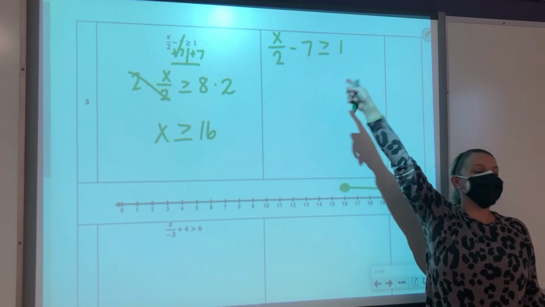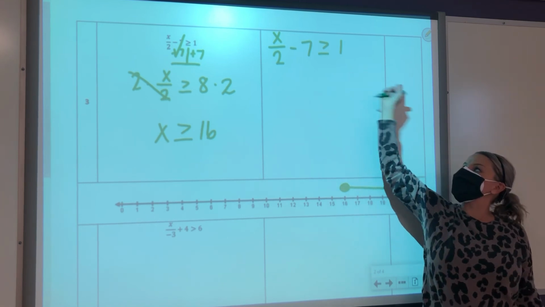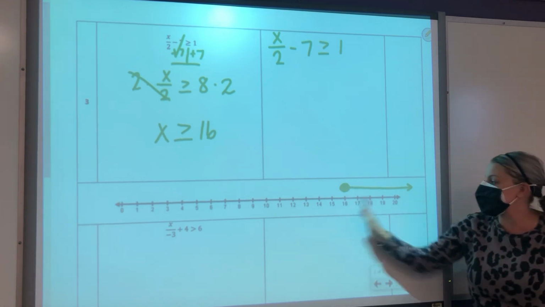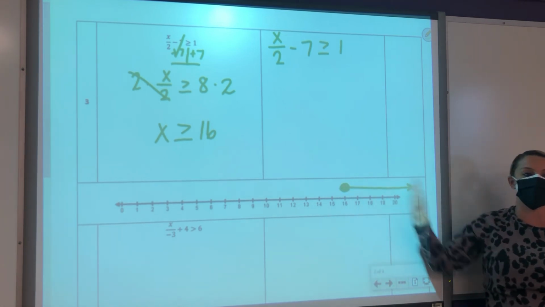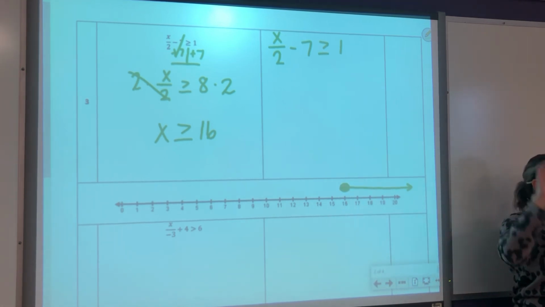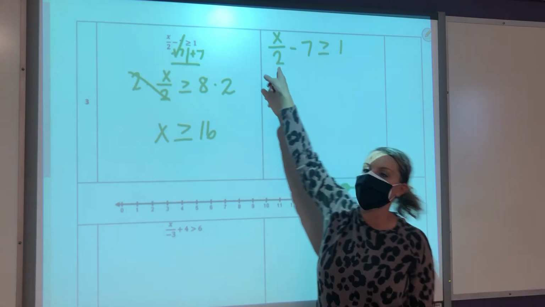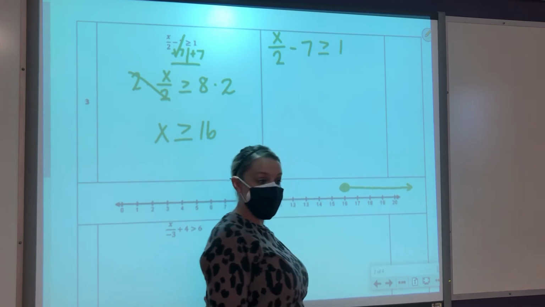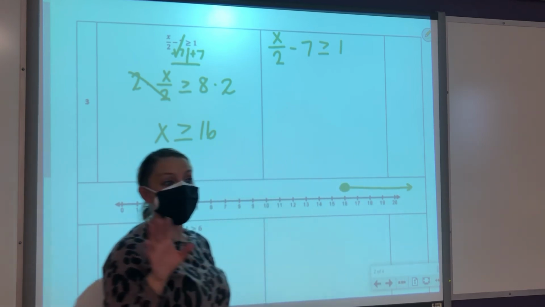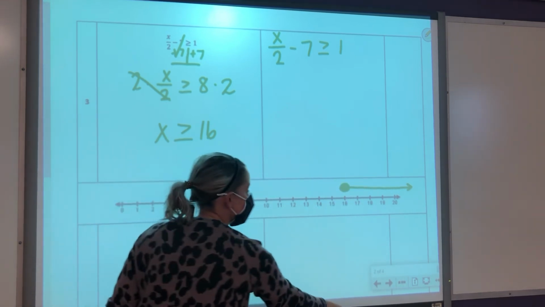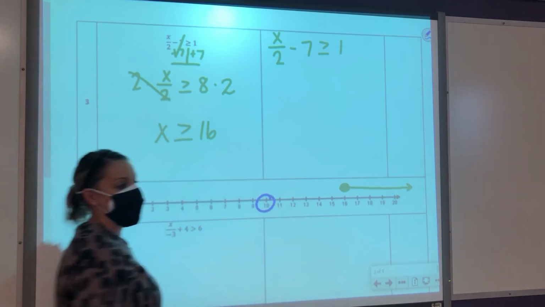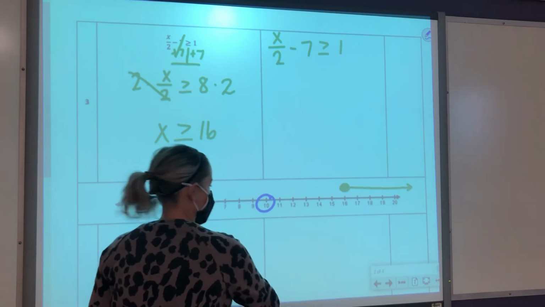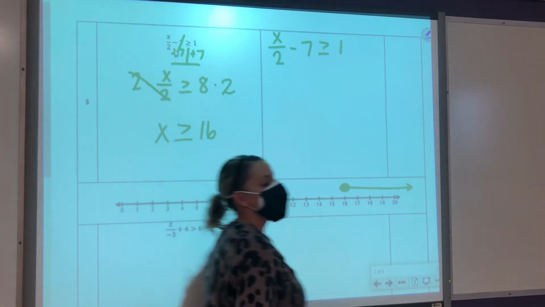All right. So x divided by 2 minus 7 is greater than or equal to 1. So any of these values are going to work. What kind of values am I going to pick for this specific problem? 10. 20. I'm going to pick 10. So here, I just want you to look at my visual right here. Someone just said I'm going to pick 10. Is that in my graph? No. Okay, so look at this.